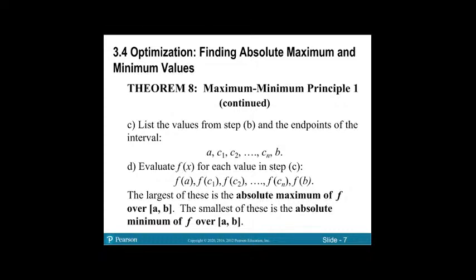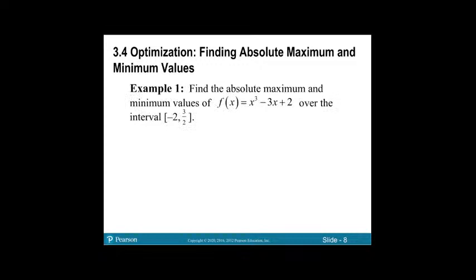So basically, again, we redo what we did in the previous section, but now we also test the endpoints, and then whichever has the highest value is the absolute max, whichever has the lowest is the absolute min. Find the absolute max and min values of this function over this closed interval, right?